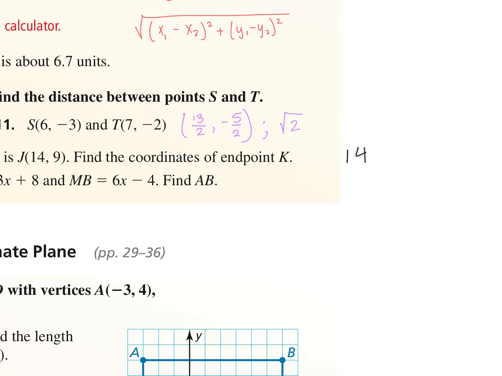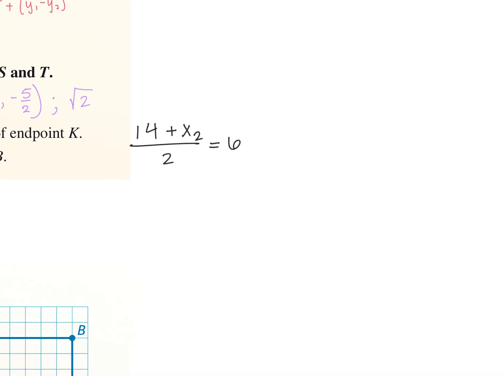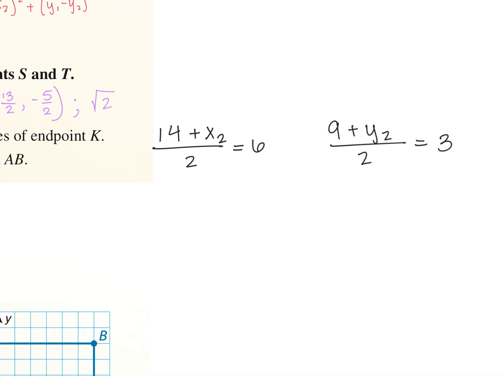That's one of my endpoints, plus I don't know my second endpoint over 2 equals my midpoint, which was 6. Going ahead and doing the next one. Again, they're giving me an endpoint, which is 9, plus I don't know my second endpoint over 2 equals 3. And now I have to solve for what's missing.